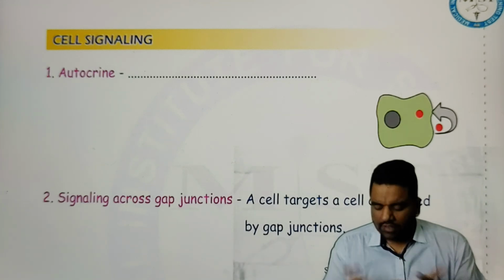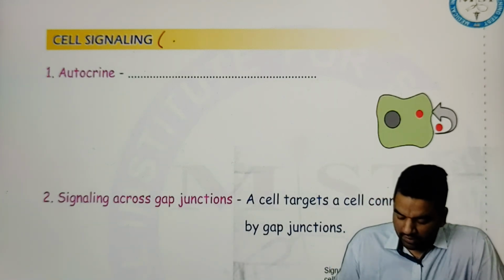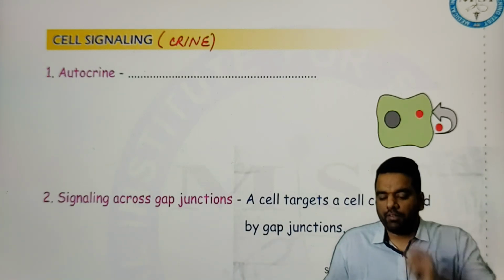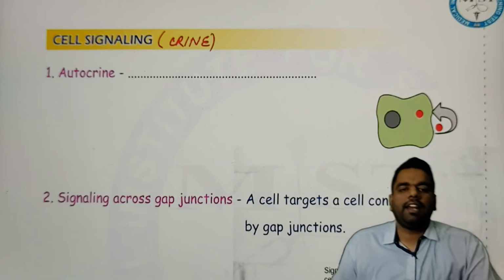So how the cell talks, that we call cell signaling, and for signaling we always use the word crine. What does crine mean? Crine means signal. The number 1 signaling that we call autocrine. Autocrine means when the cell talks to itself only.